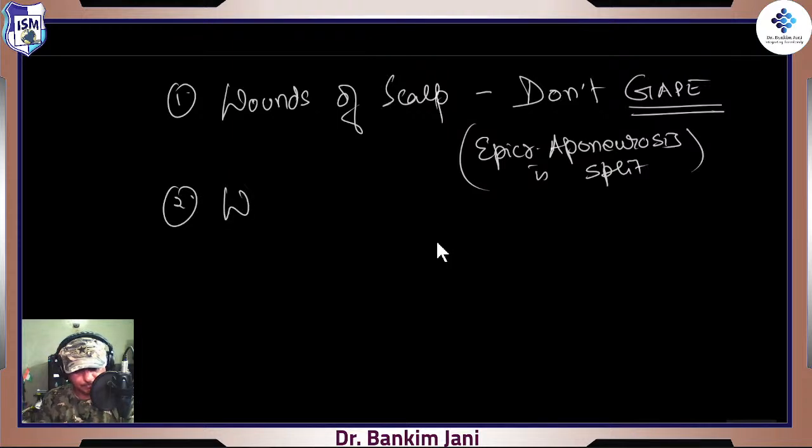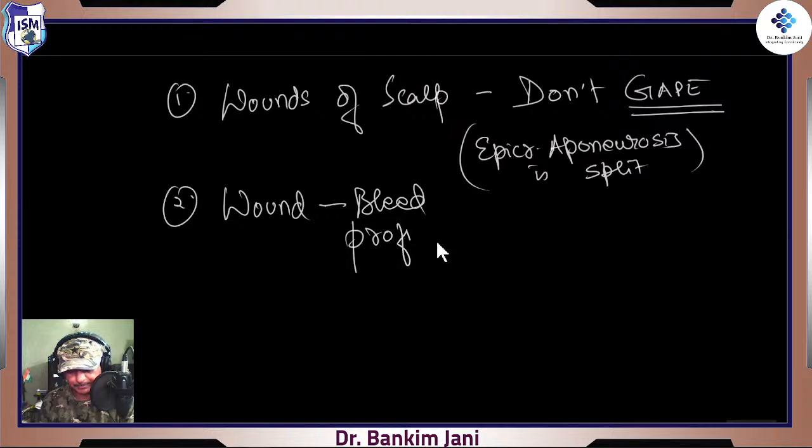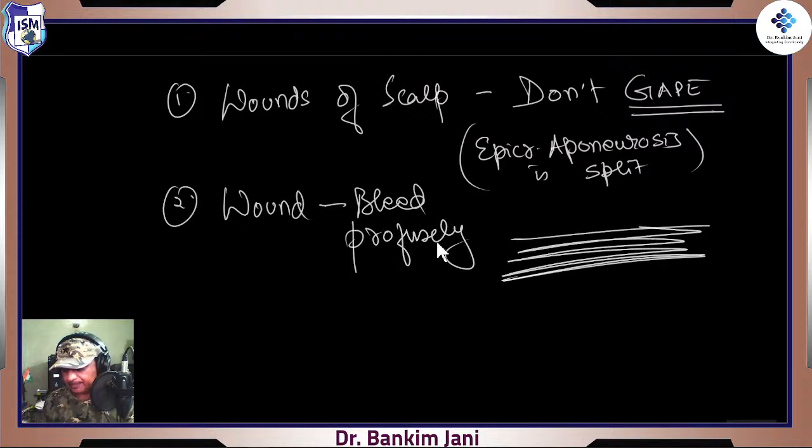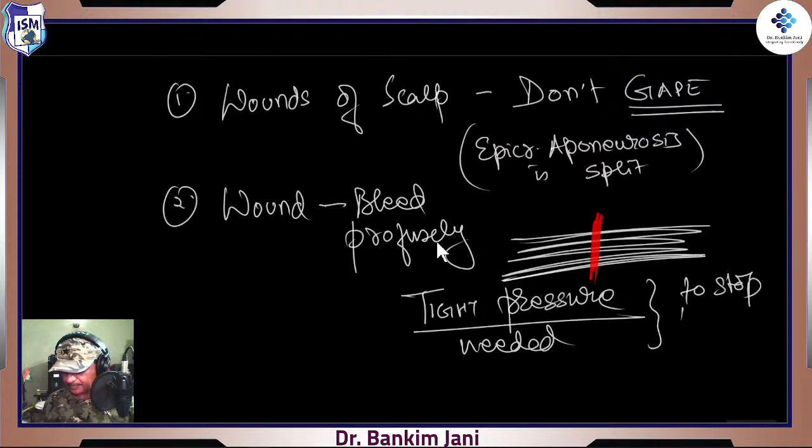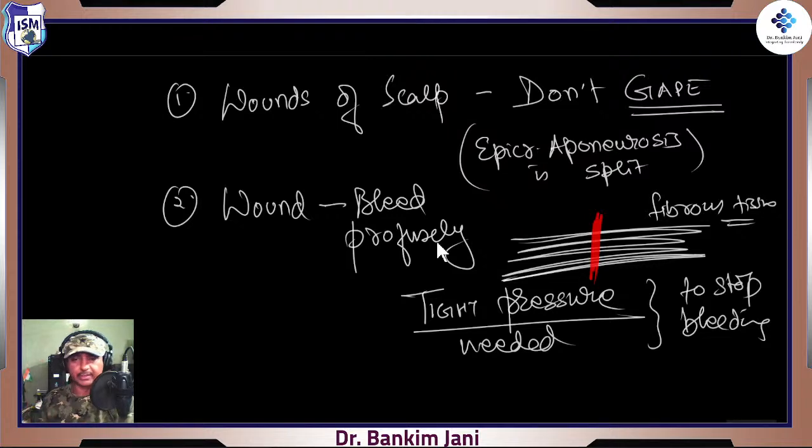But any wound of the scalp will bleed profusely, bleed heavily. Because, simply, it is a tough structure, and then there is a blood vessel. These fibrous tissues will prevent the retraction of the blood vessel, right? So it will keep on bleeding. That's the reason whenever there is any injury, a tight pressure is to be applied on the skull, right? Tight pressure is needed to stop bleeding. It bleeds profusely because these fibrous tissues won't permit retraction of the blood vessels. Okay.